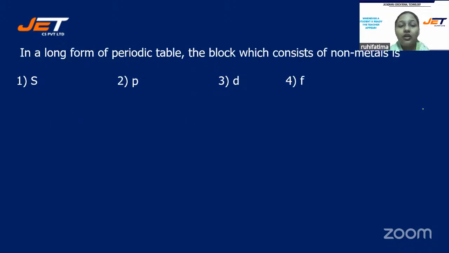Next question. In a long form of periodic table, the block which consists of non-metals is, and your options are number 1, S, option number 2, P, option number 3, D, or option number 4, F?